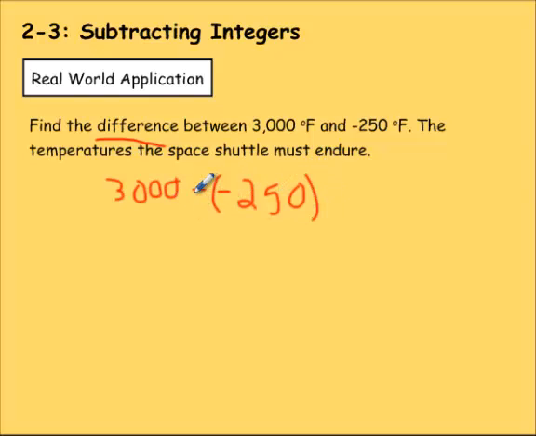So this is the same thing as we did before. We need to add the opposite. So we do 3,000, and then instead of subtracting, we add. And we do the opposite of negative 250, which is positive 250. Then we can add that together, which would give me, if you do it in your head or in your calculator, 3,250. And that makes sense because 3,000 is 3,250 away from negative 250 on a number line, if you actually had a number line that was big enough to show that. And that's what the difference is. You find how far away they are from each other on a number line.